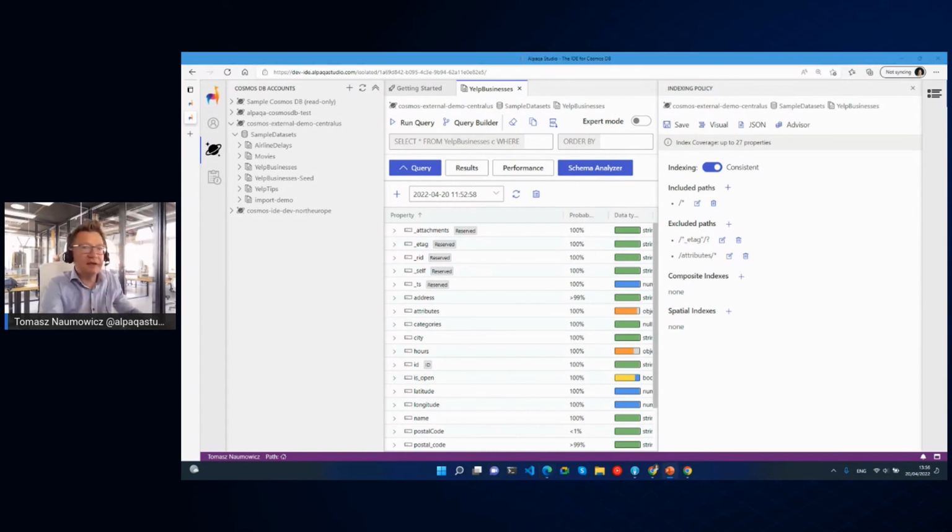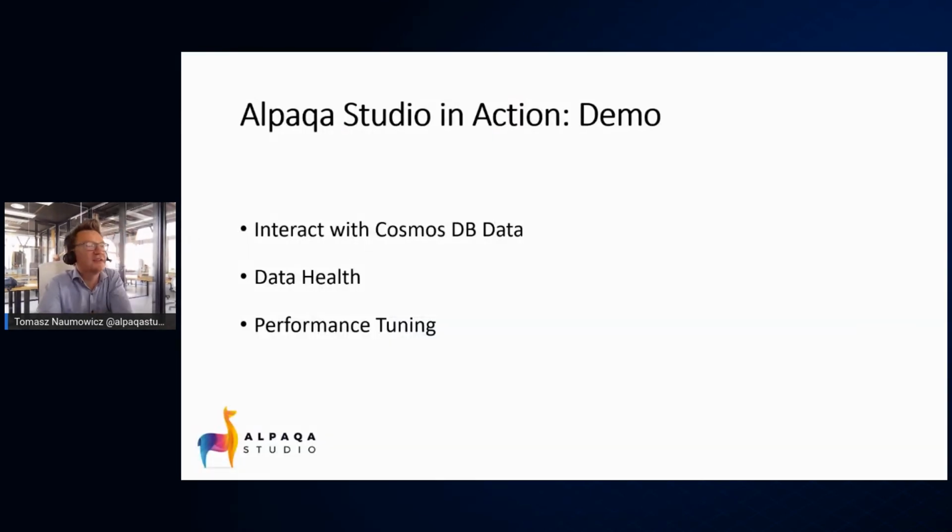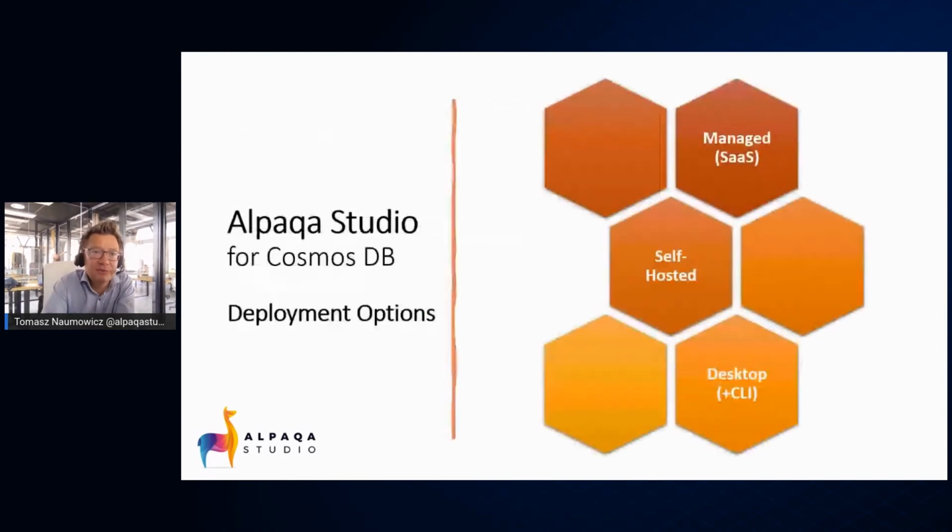I think there are just two slides I wanted to show you quickly. So, a reminder: managed, self-hosted, and desktop. Self-hosted is available today, managed is available immediately. You just go to alpaqastudio.com, there's a sign up button. There's a free edition that gives you a lot of the features that you've seen already. They're available to everyone. Desktop and command line interface are in depth. They're coming at a later stage.